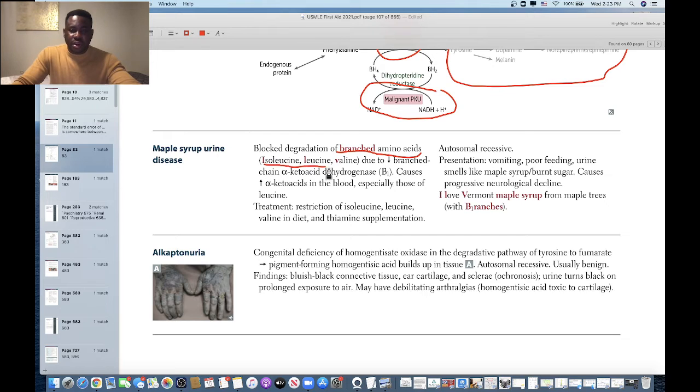And then the next line of the song was veal has a branch, and this VIL, they are valine, isoleucine, and leucine. They have a branch. They are the branched-chain amino acids. So these branched chains need to be degraded by alpha keto acid dehydrogenase. And vitamin B1, we said all the dehydrogenase complex enzymes need it, and B1 is one of them. So it causes increased alpha keto acids in the blood, especially those of leucine. This is also highly tested. Maple syrup.